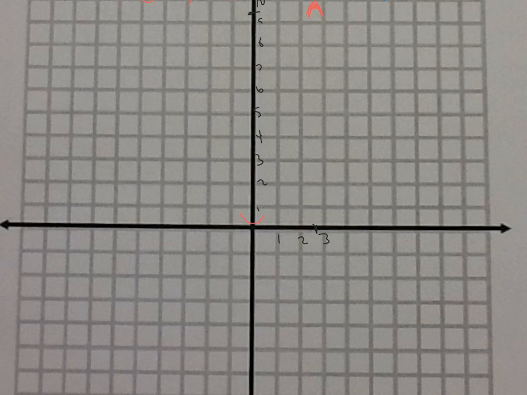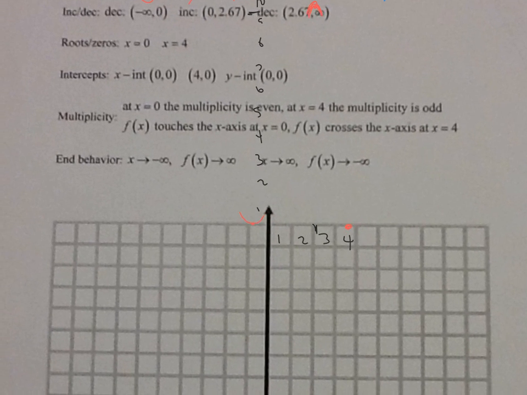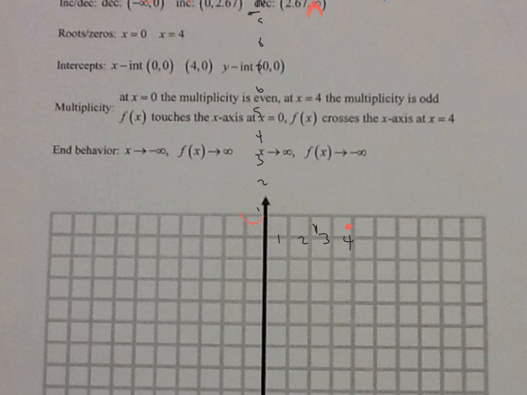All right, so my roots were at 0, 0, which is this one right here, and at 4. So it's going to hit the x-axis at 4 here. All right, so let's take a look at how our graph is moving. So first let's look at my multiplicity. My multiplicity at x equals 0 is even. That means it's going to touch the axis once. It's going to be tangent to the x-axis. And at 4, my multiplicity is odd, which means it's going to cross the x-axis at 4.